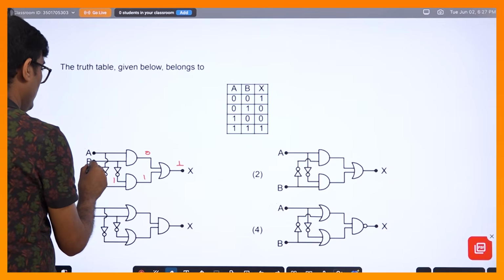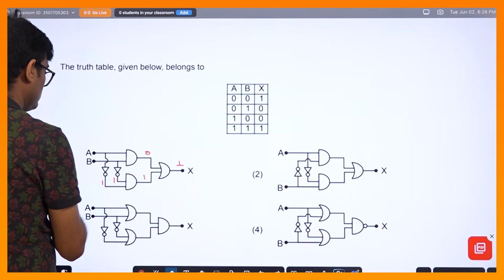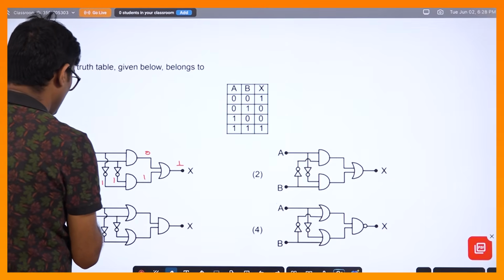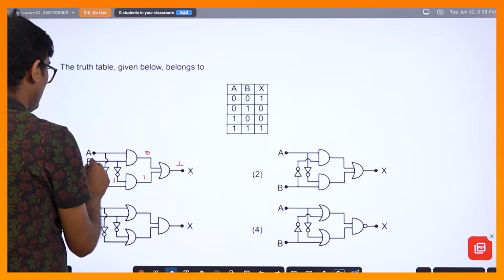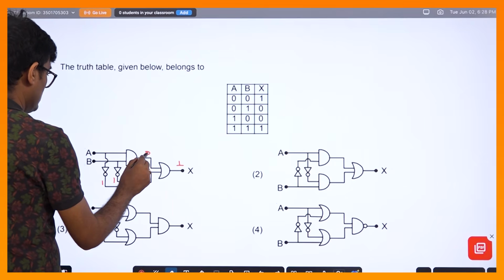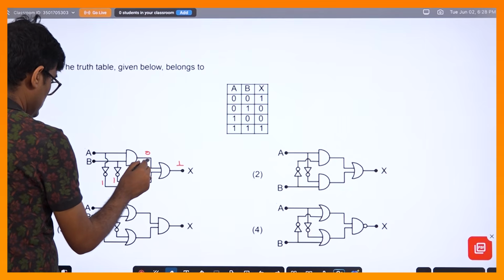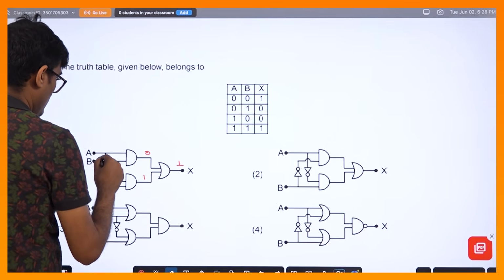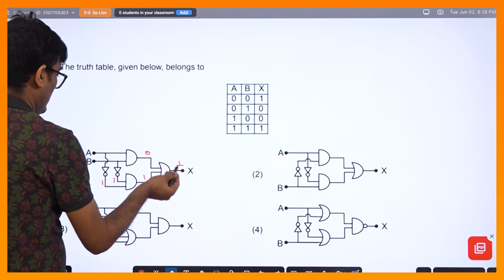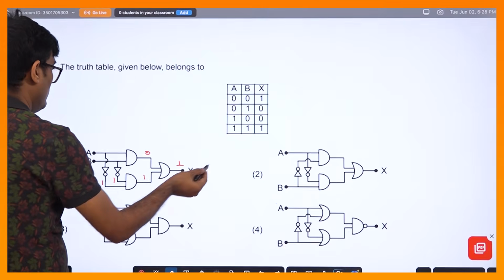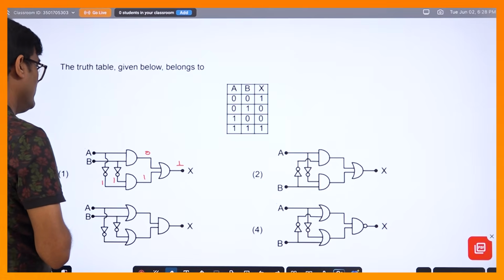If it is 1, 0. Okay, 1, 1 means if it is 1, 1, then it is 1. And 0, 0 means it is 0. So 1, 0, 1, and it is 1. Right? So 1, 1, 1, that is also matching this one, right?